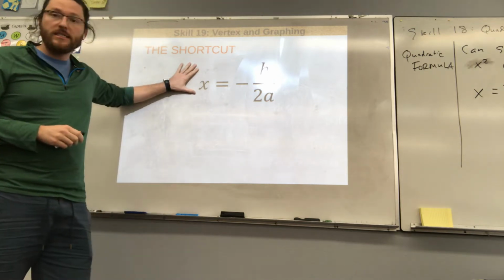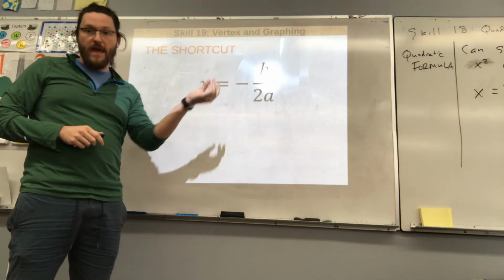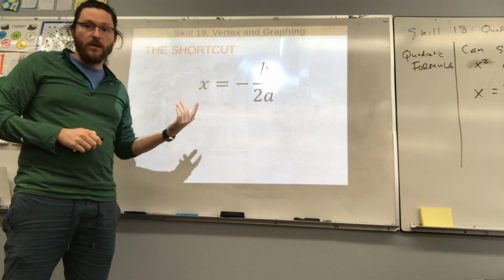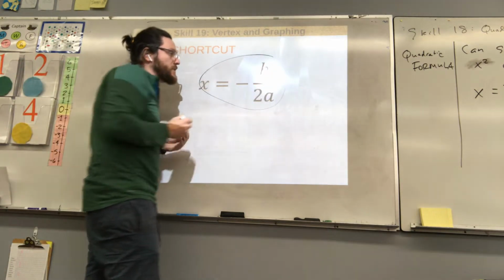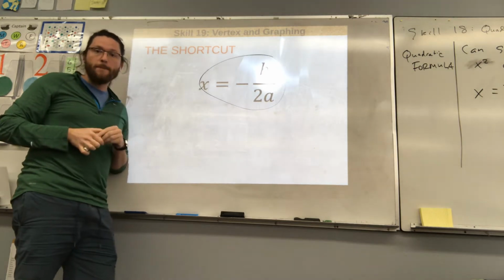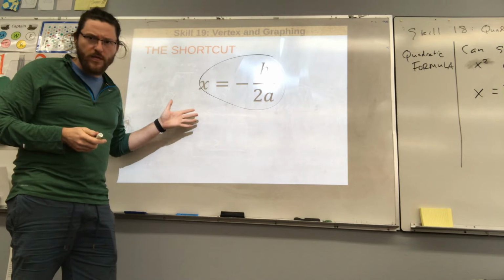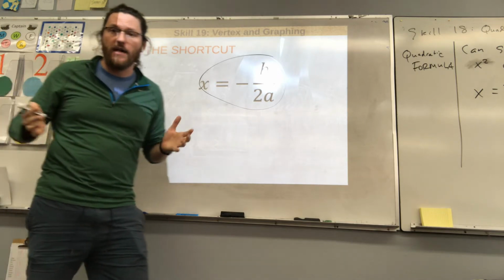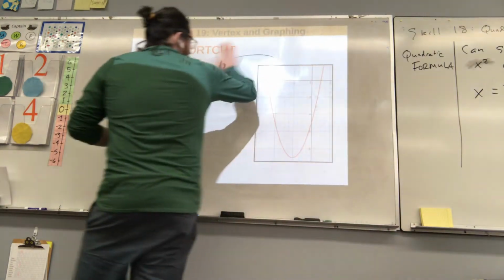Instead of having to find the two solutions, find the average in between them, and then plug that back in, we can use this little mini equation. x is equal to negative b over 2a. That is a shortcut that we can use to find just the x value. And I want to look for just a minute at where that equation comes from.